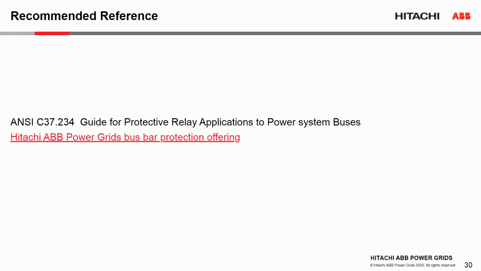Some references. Again, the first one is NCC37, the guide for protective relay for power system buses. Welcome everybody to take a look. And the second one, of course, if you're interested, to see our portfolio of busbar protection lineup.